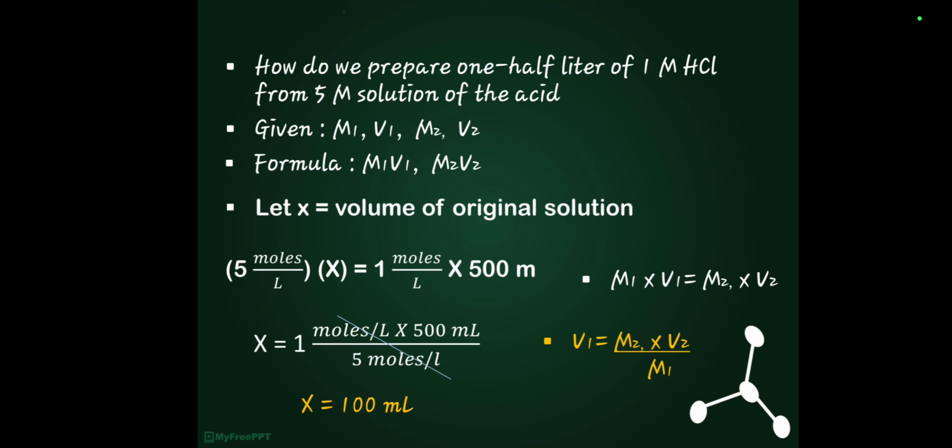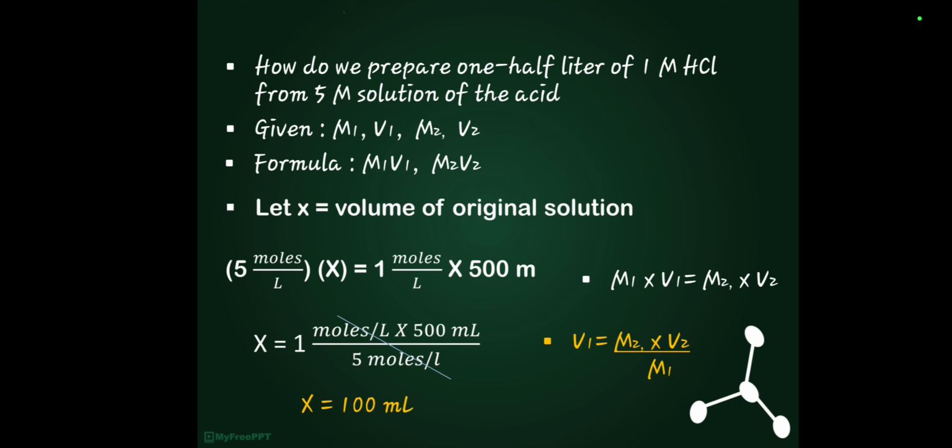And why is it 100 mL? Because let's cancel the same unit, moles per liter, moles per liter. So the only unit left is mL, and since volume 1 is what we are looking for, X, volume 1, would be 100 mL. So that would be the answer. Right? It's very, very simple. It's up to the question what is being asked, what the unknown will be. So always remember that.